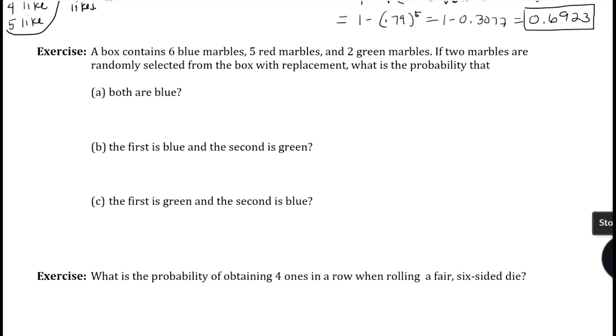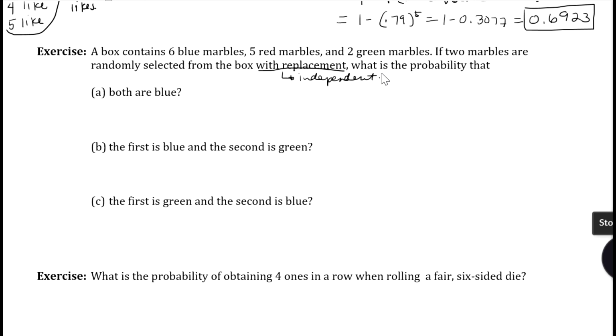All right, that's the next exercise. A box contains 6 blue marbles, 5 red marbles, and 2 green marbles. If 2 marbles are randomly selected from the box with replacement, this is key here, this with replacement is going to be indicative that we're going to have independent events, because once we take out the marble, we put it back in the bag, and then the probabilities don't change afterwards. So when that happens, what's the probability that both of the marbles are blue?